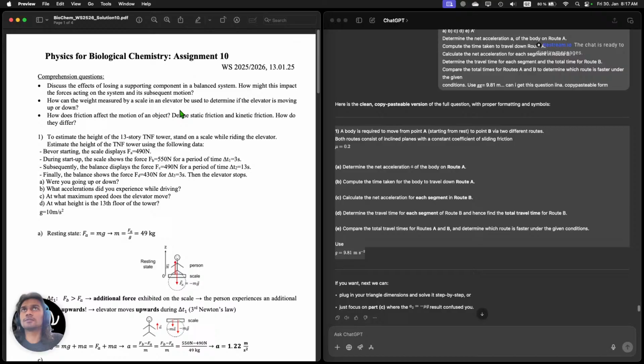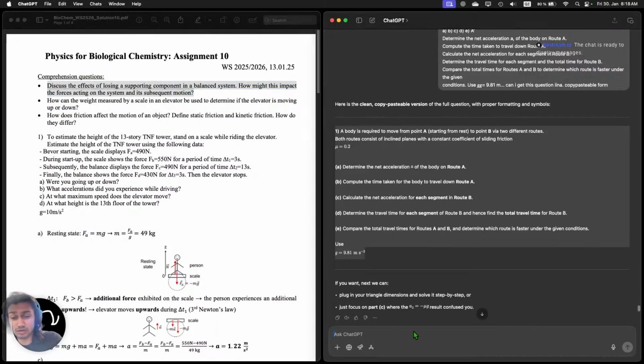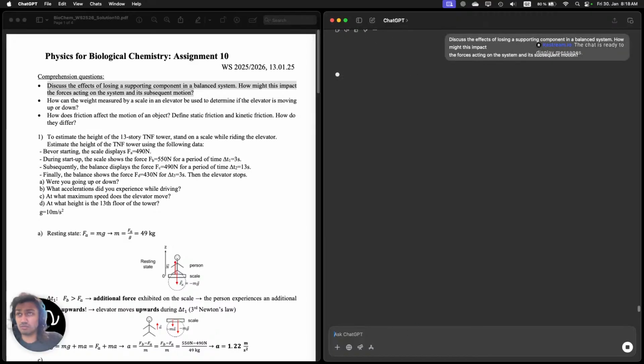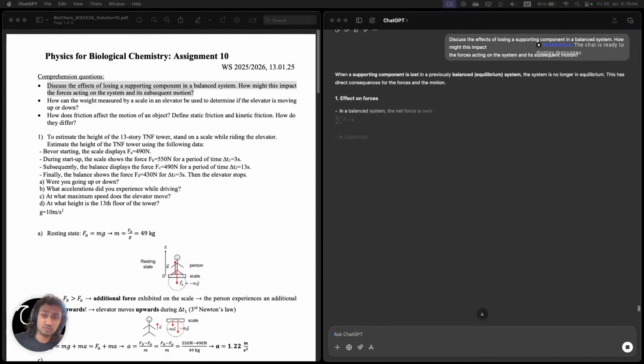Discuss the effects of losing a supporting component in the balance system. How might this impact the forces acting on the system and its subsequent motion? The subsequent motion would be in the opposite direction of the supporting component. How might this impact the forces acting on the system? It increases tension, I believe, on the other supporting components equally. That's what I think it is.